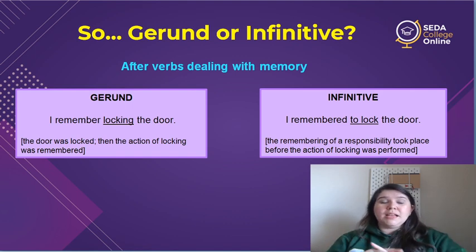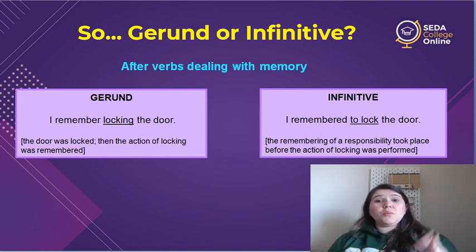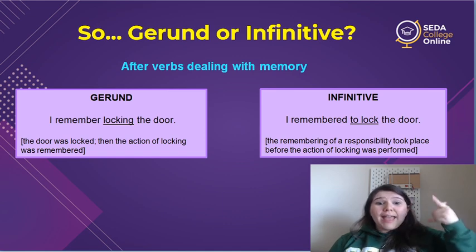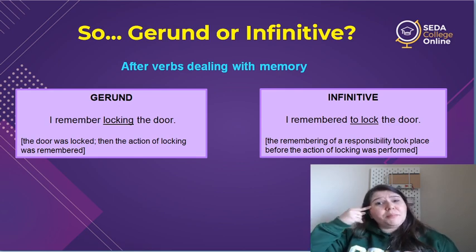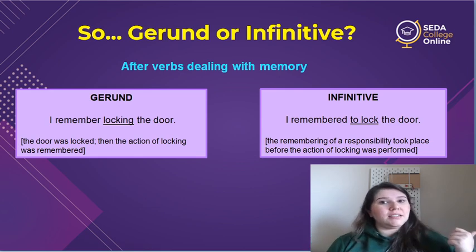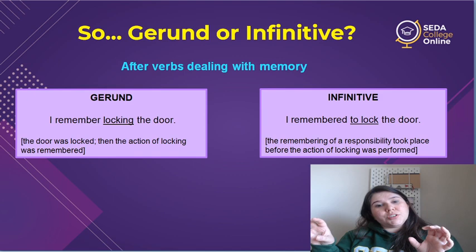So let's see. The gerund. I remember locking the door. So the door was locked and then the action of locking was remembered. So I did lock the door and after that I remember that I did it. Okay? So locking comes first and the memory of doing it comes after.